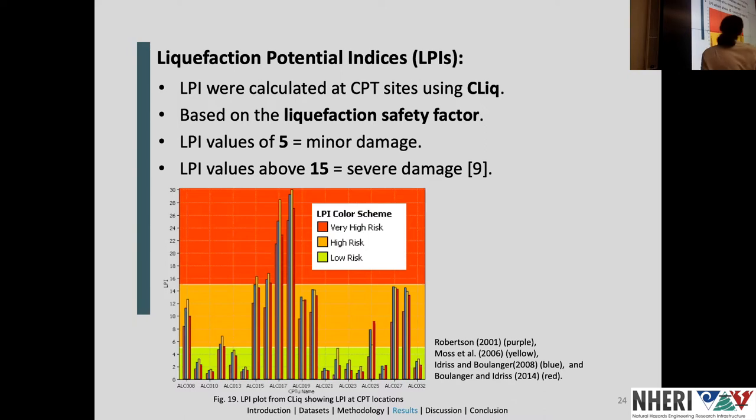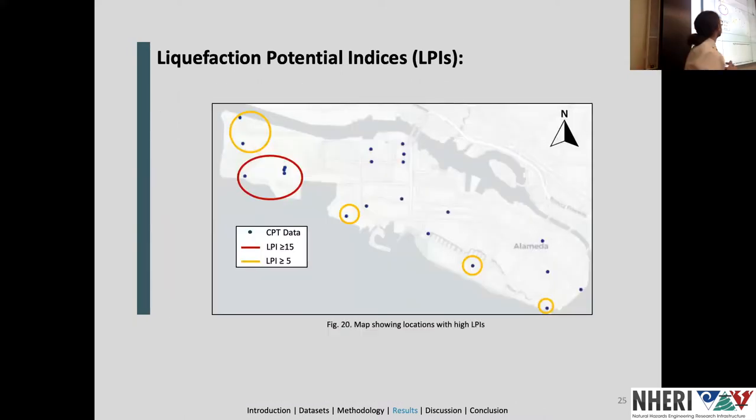And so we wanted to see where these were on the island. And so we plotted these out. And so you can see that the northwestern part that I mentioned earlier, where liquefaction is suspected via the artificial fill layer that was below the groundwater table, did indeed get high LPI values. And so the liquefaction potential there was significantly elevated, along with the coast on the southern side.